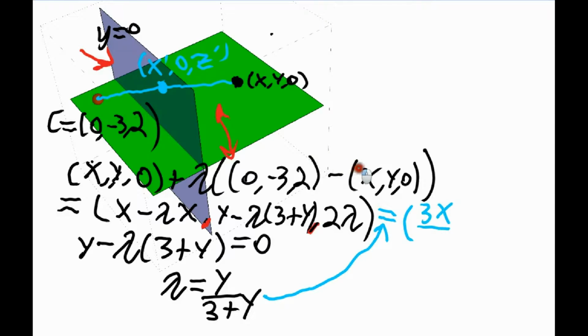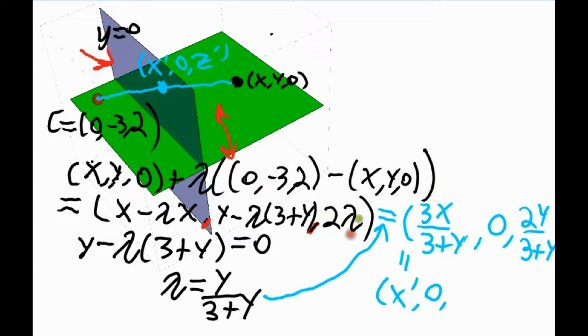So if we look at what this is, we find that the answer here is 3x divided by 3 plus y. So that's the x coordinate. And the y coordinate is 0, of course, because it's on the picture plane. And the z coordinate is 2y divided by 3 plus y. And so this is in fact equal to our point x dash, 0, z dash, which we have been trying to find.